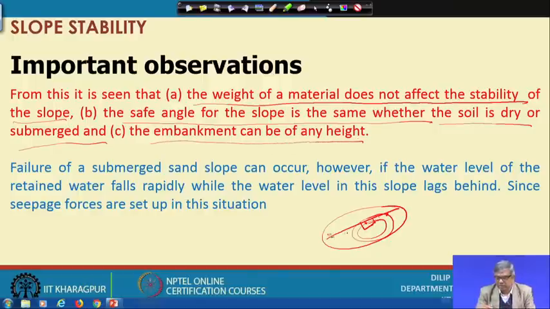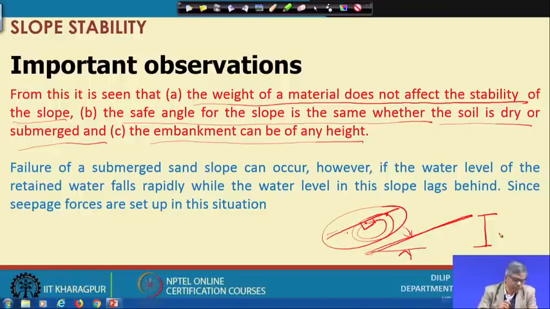That means, this is called an infinite slope. Whether this slope is 10 meter or 20 meter, as far as this angle is constant, whether it is 10 meter or 20 meter or 30 meter or 100 meter, the analysis is the same. That means, factor of safety will be tan phi by tan beta.